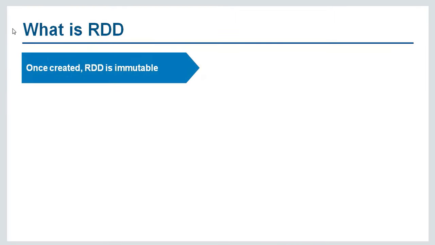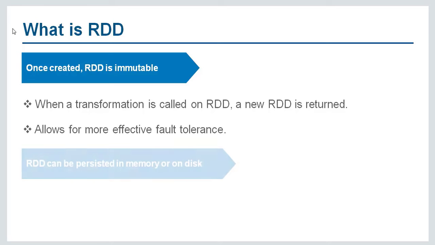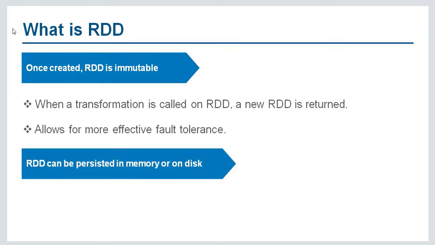Once created, an RDD is immutable. That is, when a transformation is called on top of an RDD, a new RDD is returned. It allows for more effective fault tolerance. An RDD can be persisted in memory or on the disk.